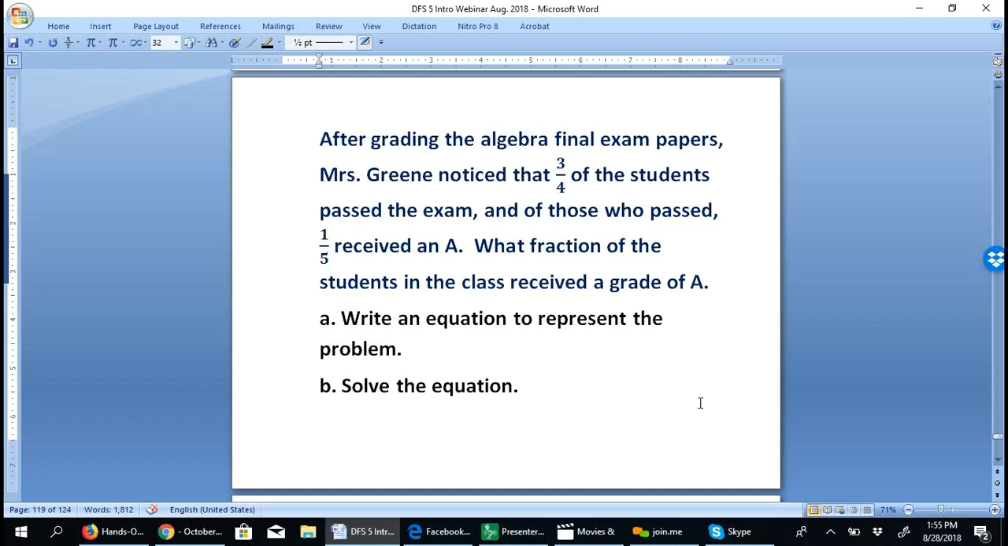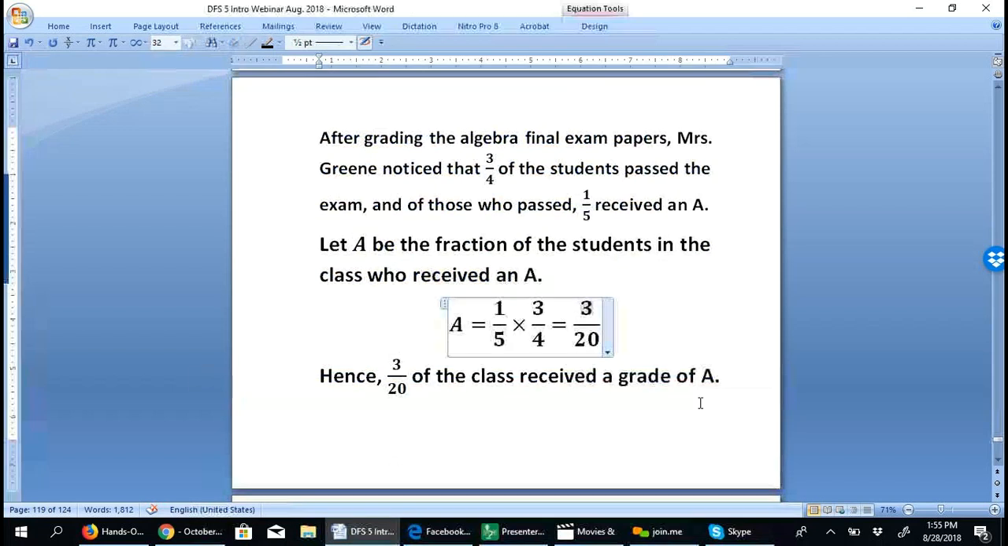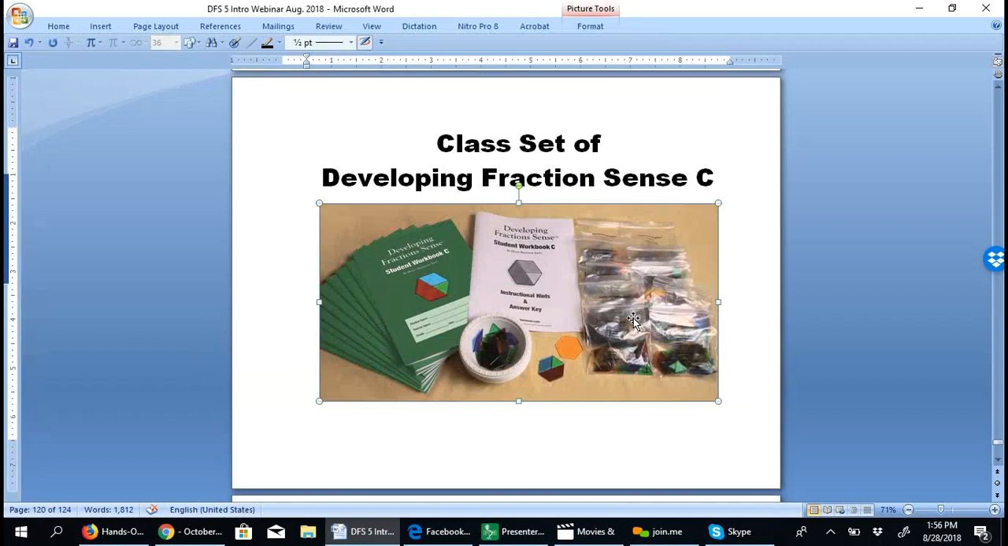Write an equation to represent the problem, and solve the equation. I'll just show you here because of time limitations. Let A be the fraction of students in the class who received an A. So it's going to be 1/5 of 3/4. 3/4 is the multiplicand. Those are the kids who passed the exam, and 1/5 received an A, so the answer is 3/20.